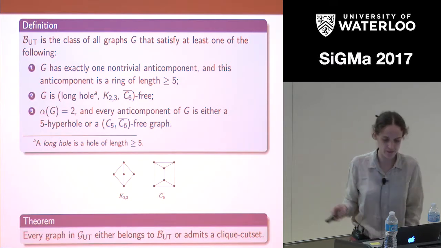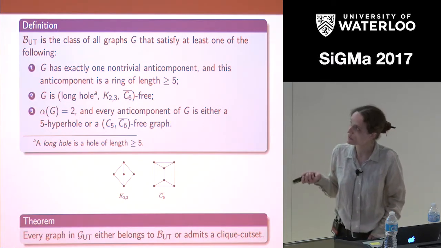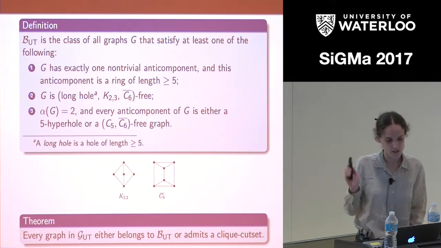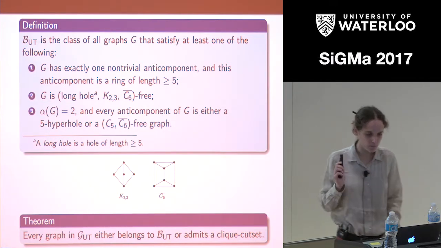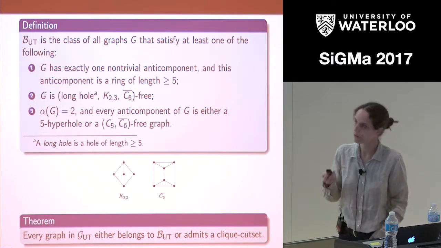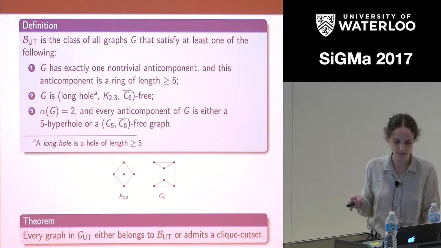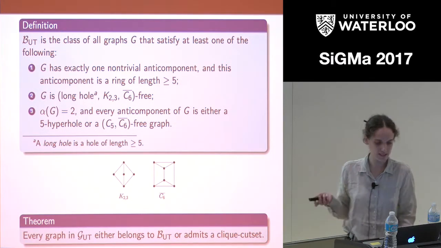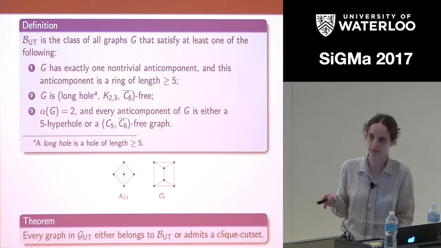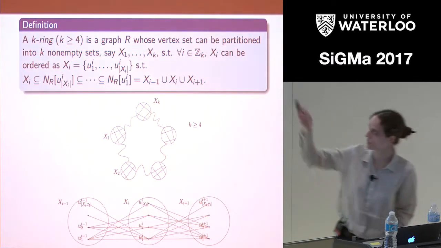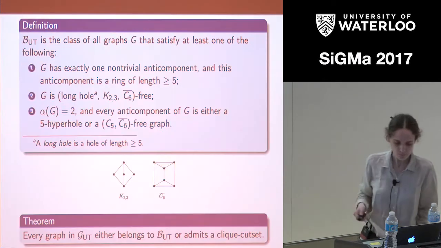So let's start with the basic class for the class GUT. This is the class of universal twin wheel only graphs. This class BUT is the class of all graphs that satisfy one of the following 3 properties. The first possibility is that G has exactly 1 non-trivial anti-component, and this anti-component is a ring of length at least 5. What's the length? That's just the number of cliques in this circular ordering.